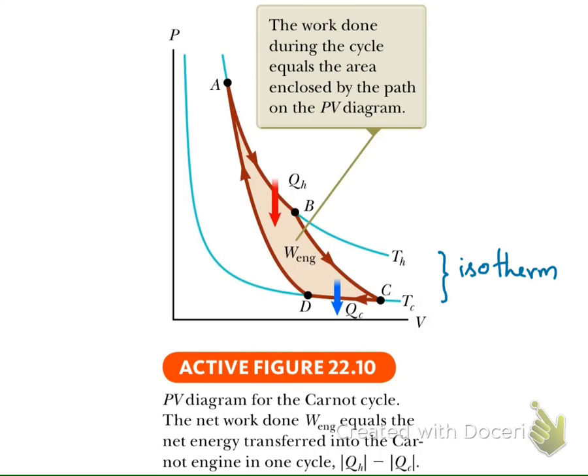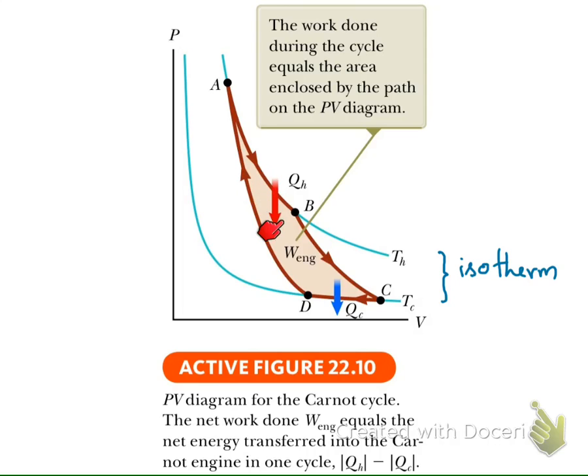The isotherm is the line on the PV diagram that has a constant temperature. The upper isotherm has a constant temperature of TH, the temperature of the hot reservoir, and the lower isotherm is at the temperature of Tc, which is the temperature of the cold reservoir. So you can see that in the first step, the system expands. The volume increases and the system expands from state A to state B.